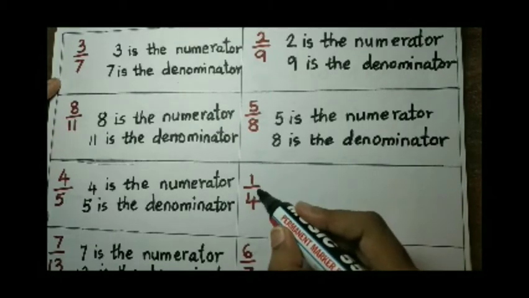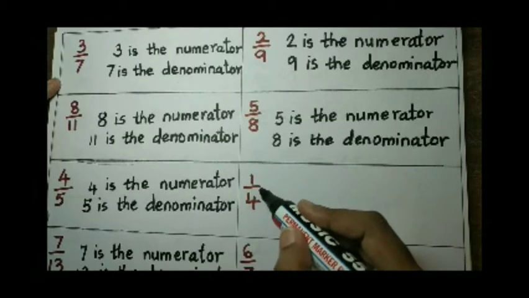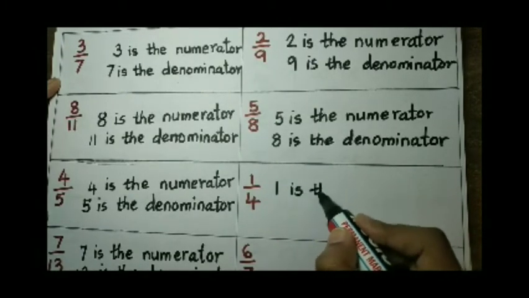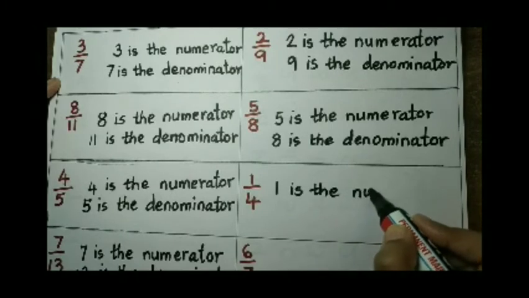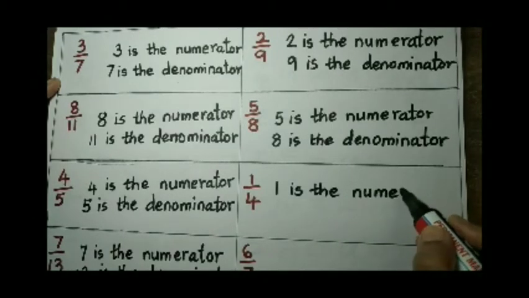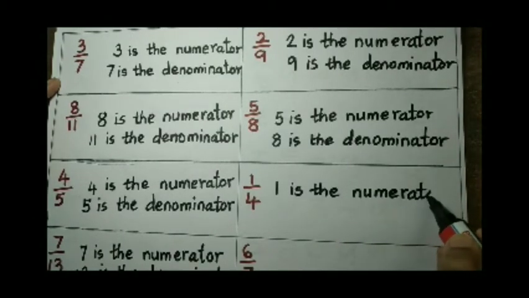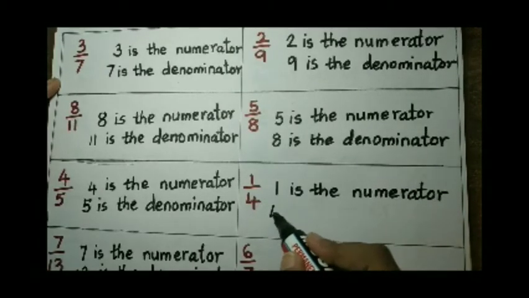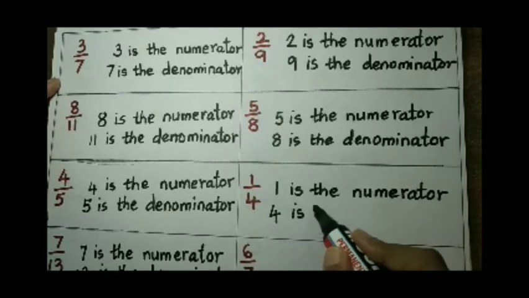Next fraction, 1 upon 4. The number above the line, that is 1. 1 is the numerator. The number below the line, that is 4. 4 is the denominator.